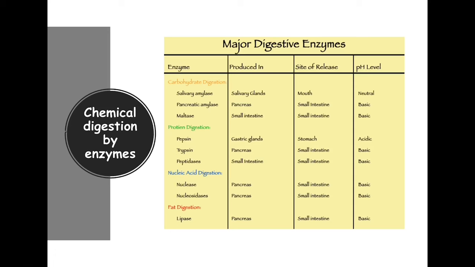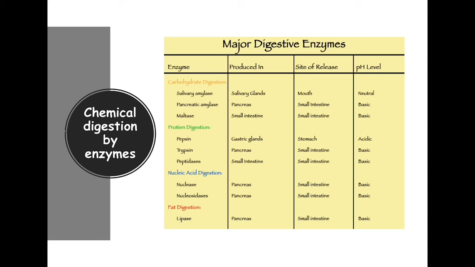All right, so this table discusses the enzymes, where the enzymes are produced, and where they're released. Now, I'm not going to really focus on the pH, but you can take a look at it if you want. All right, so carbohydrates, they're first digested in the mouth, and I'll talk about that in a second. So you'll have enzymes such as salivary amylase that are produced by the salivary glands in the mouth that will help start breaking down carbohydrates.